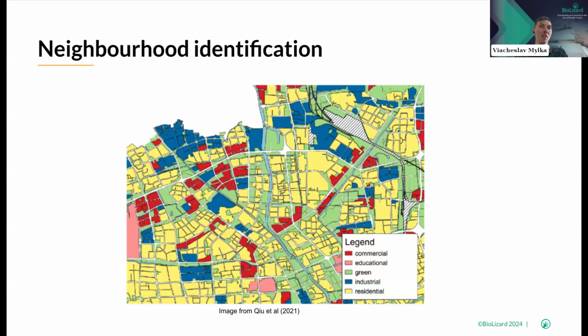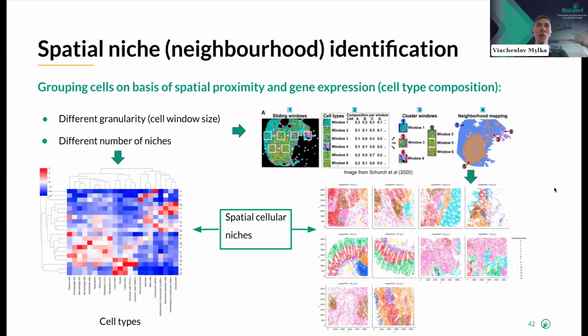It can be seen as a city. If you travel to a new city, you probably want to attend areas of the city which are enriched with, I don't know, commercial buildings or sightseeing, and not industrial or purely residential buildings. So each region can be characterized by composition of particular buildings. So in the same way, tissues can be characterized by compositions of different cell types, for example. And there are many algorithms by now for how to do this cellular neighborhood identification.